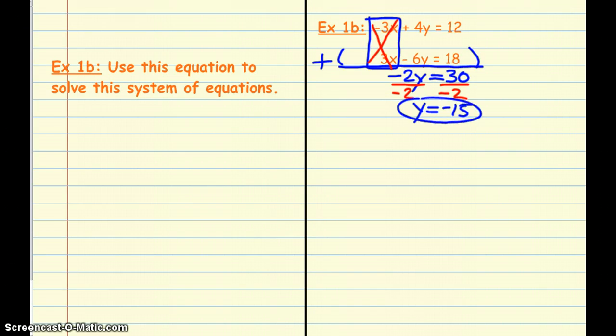Now, we're not quite finished because not only do we need the y value, we also need the x value. So I'm going to take that negative 15 and put it into our first equation. Again, you can pick either equation, but I'm just choosing to use the first one. And so I took the y out and put negative 15 in its place. 4 times negative 15 is negative 60.